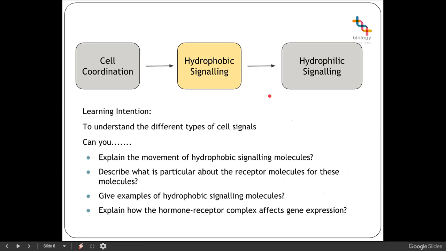So you should be able to explain that hydrophobic signaling molecules are able to diffuse directly across the plasma membrane. The receptor molecules for these signals are transcription factors. That hydrophobic signaling molecules are commonly steroid hormones such as testosterone and estrogen, and that the hormone receptor complex affects gene expression by binding to specific areas of DNA and allowing transcription to go ahead or inhibiting that transcription of that particular gene.